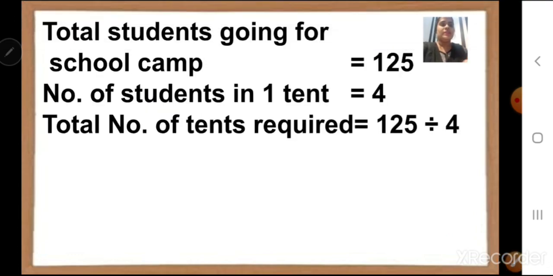How will we write the statement? Total students going for school camp is equal to 125. Number of students in one tent is equal to 4. What we have to find out? Total number of tents required. How will we find that? 125 divided by 4. Children, please note down the statements in your notebook.